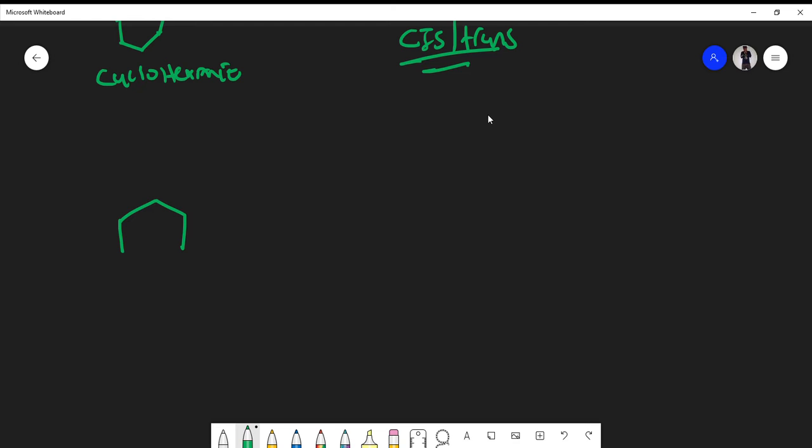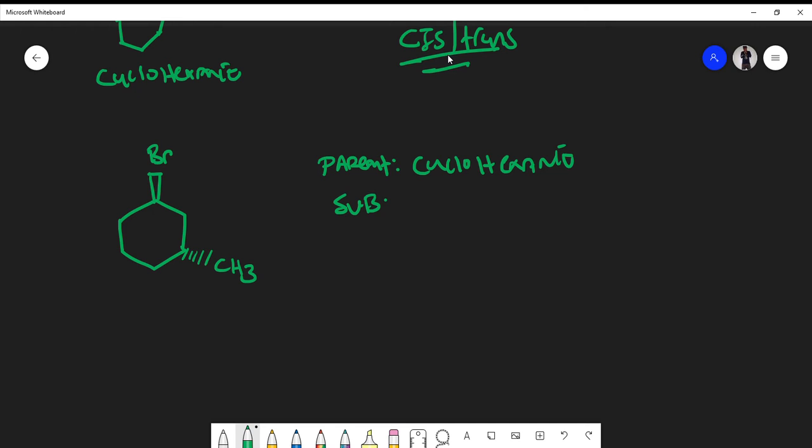Right? So on an exam, you're given this structure and you're asked to name it. Well, the first thing I'm going to do is find my parent. And my parent in this case is actually a cyclohexane. It's a six-membered ring. Now, the second thing I'm going to look for are my substituents.